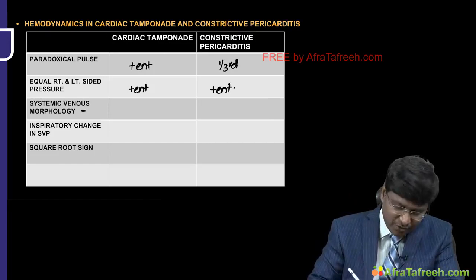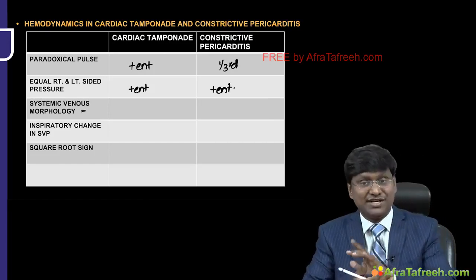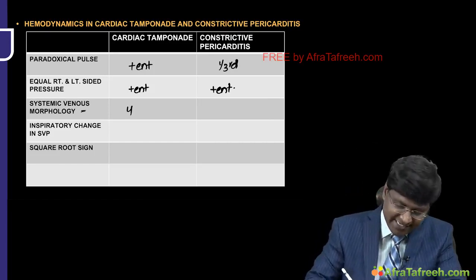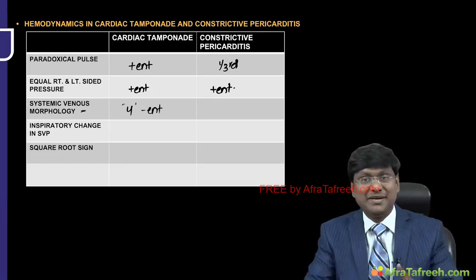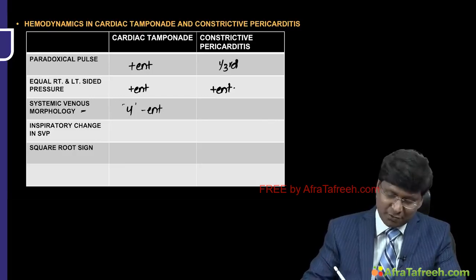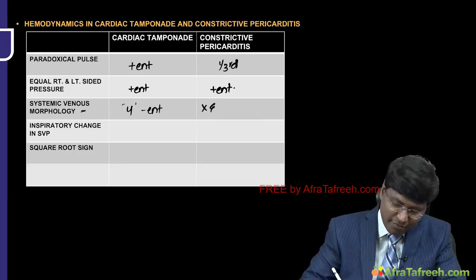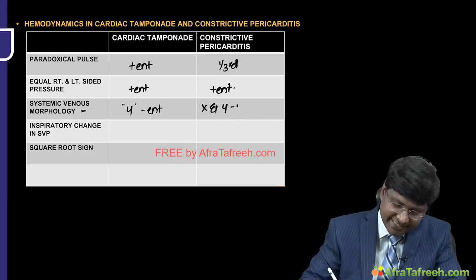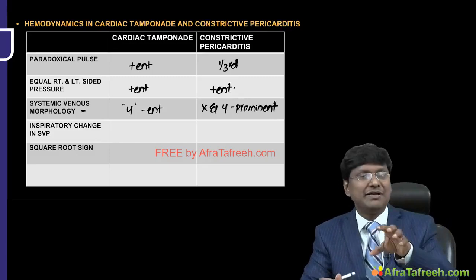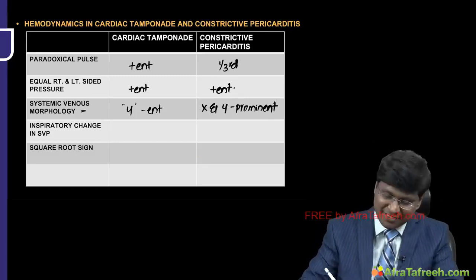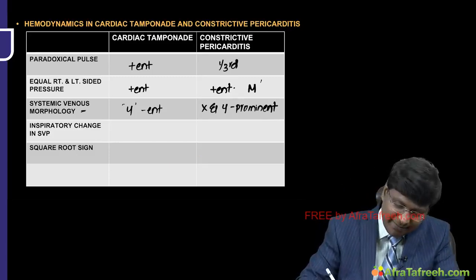Now, what will happen to the systemic venous morphology? Systemic venous morphology, I told you, the Y wave is absent in case of cardiac tamponade. But whereas in constrictive pericarditis, you have prominent X and Y descent. Because of the prominent X and Y descent, the systemic venous morphology in constrictive pericarditis will be M or W shaped.